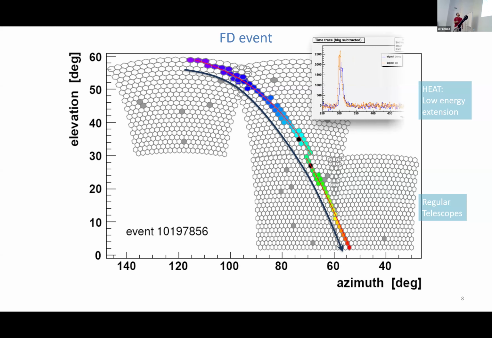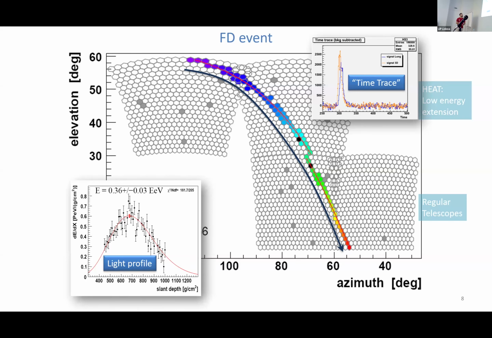If you look at one pixel, what you get is this time trace where you don't have light, and when the disk of particles crosses in front of that specific pixel, you get the light and then it dies. Then you reconstruct it and you get what we call the light profile. Start of the shower, then the shower develops, it reaches a maximum, and then it dies, and then you can fit it, and from here you can extract the energy.